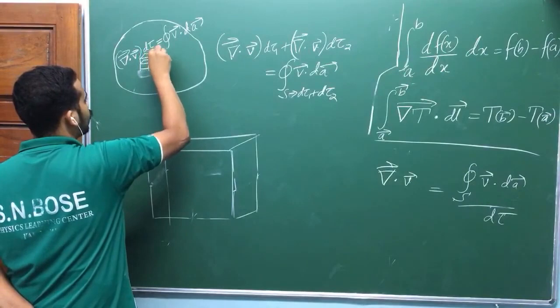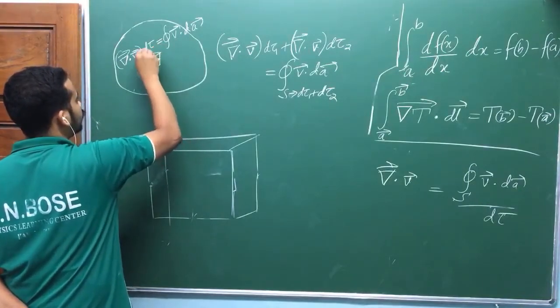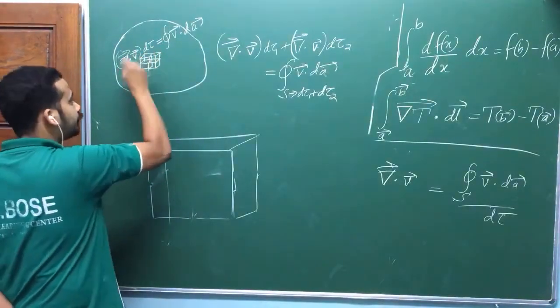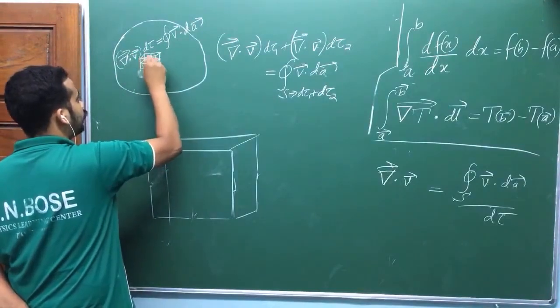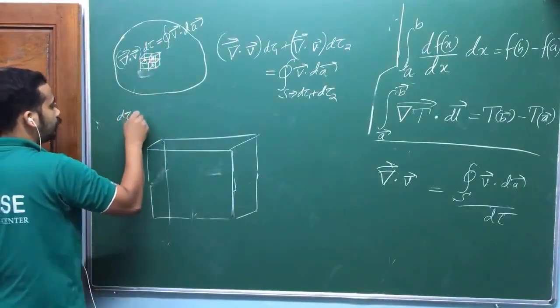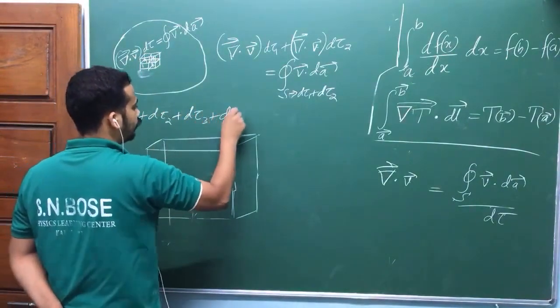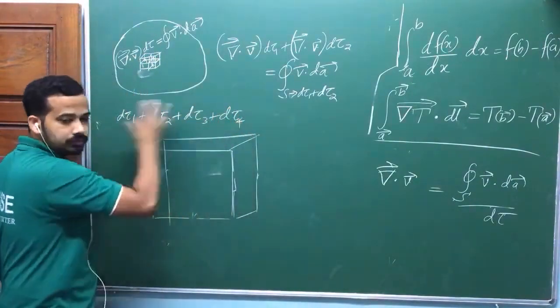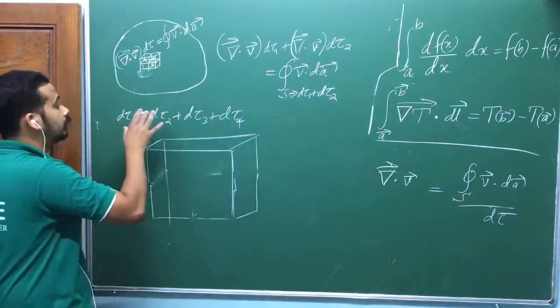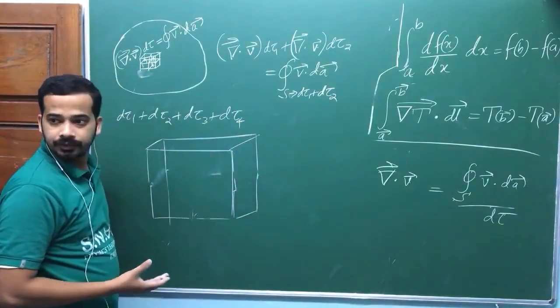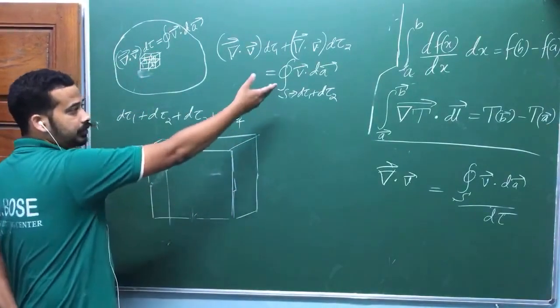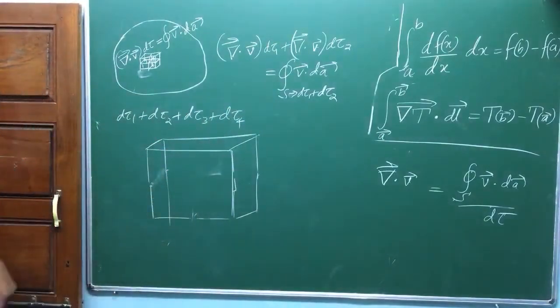So when I generate what you call cube like this, what will happen is, now define 1, 2, 3, 4. Okay, so dτ1 plus dτ2 plus dτ3 plus dτ4. Define the volume. Okay, this volume. Now take the surface. And that will be the surface integral, whatever we have written. Is that okay? Speak out.